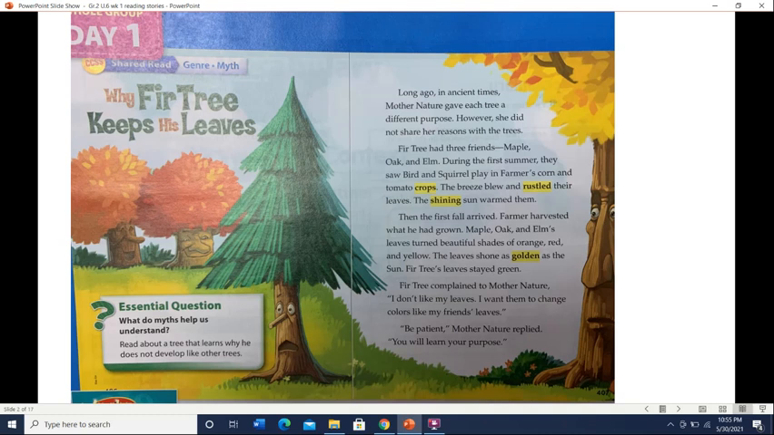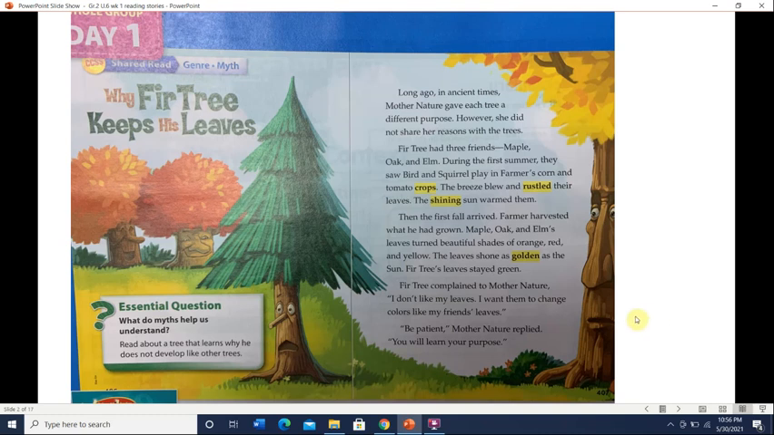What colors did the green leaves change into? They changed into orange, red, and yellow. Okay, and they say that the colors were so beautiful and they were golden, like the gold color of the sun. But the only tree that stayed green was the fir tree.